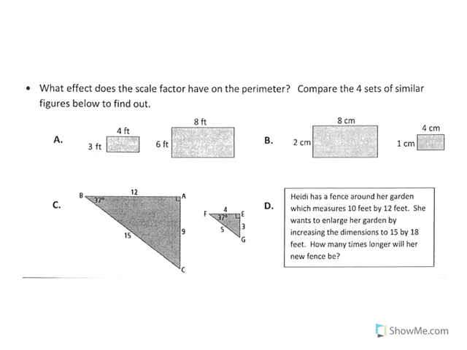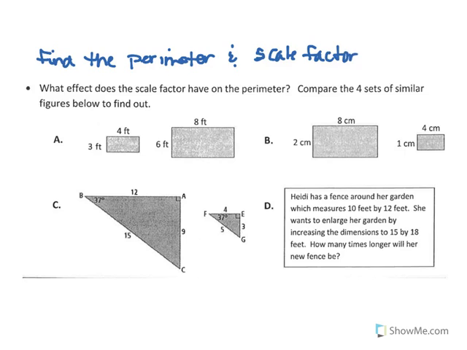Remember, perimeter means that we're adding up all of the sides. So we've already discussed how to find the scale factor, and we already know how to find perimeter. What I want you to do is to pause the video, and for A, B, C, and D, I want you to find the perimeter and scale factor for each. So you're going to find the scale factor for A, scale factor for B, scale factor for C, and the scale factor for D.